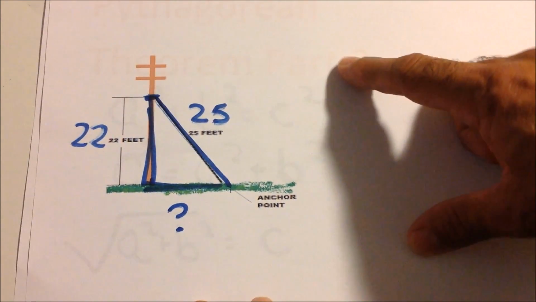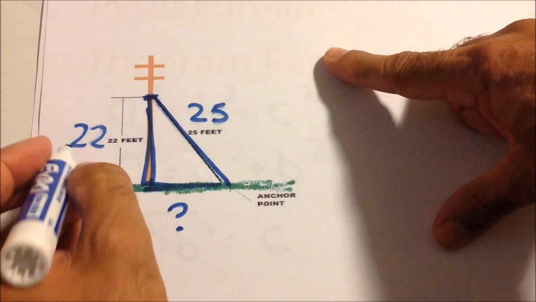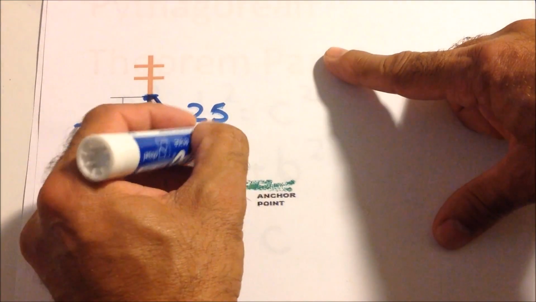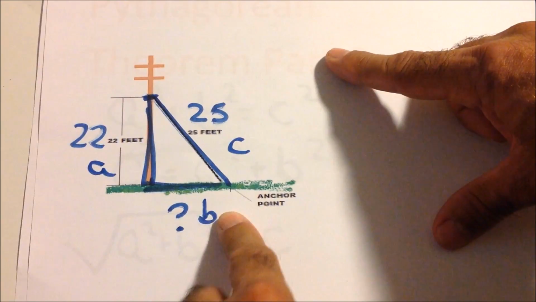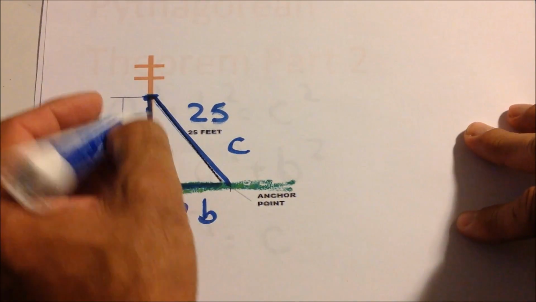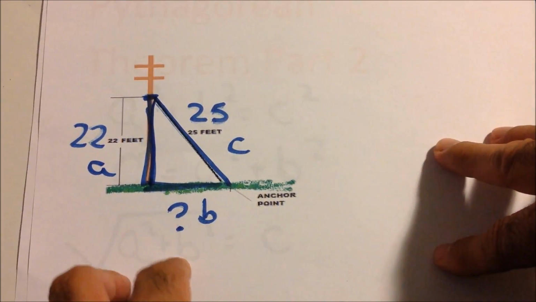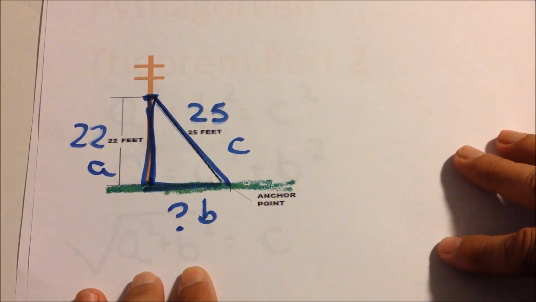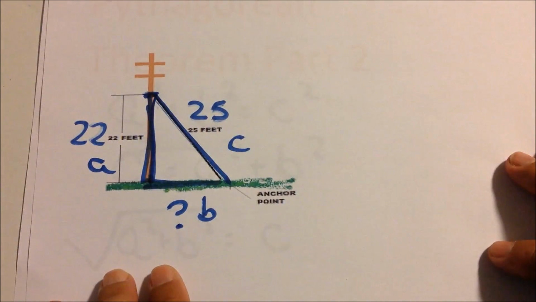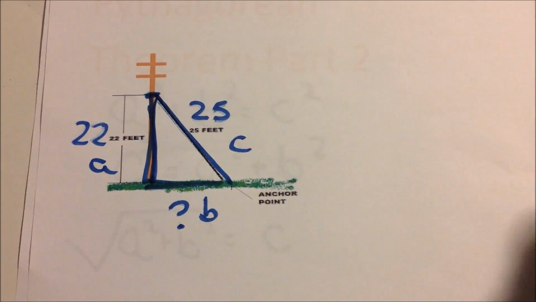What is that size? So again, we can say that this is A or B, and we can say that's C. It really doesn't matter what letter you use, but most of the time, most people just say that's A, that's B, and that's C, but it really doesn't matter. So now we have to find B. See if you can find that. Find the answer for the length of B.